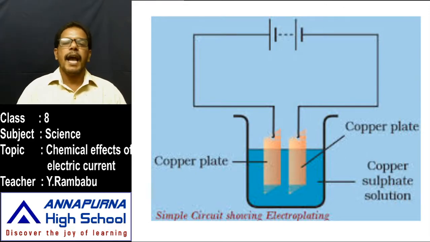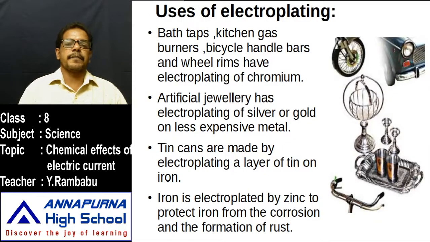Simply, it is electroplating. This electroplating is useful in our daily life also. What are the uses of this electroplating? Simply, we observe 1 gram gold. 1 gram gold means a high cost, non-corroding metal is given as a coating on a less expensive metal by using this electrolysis process. What are the uses of electroplating?